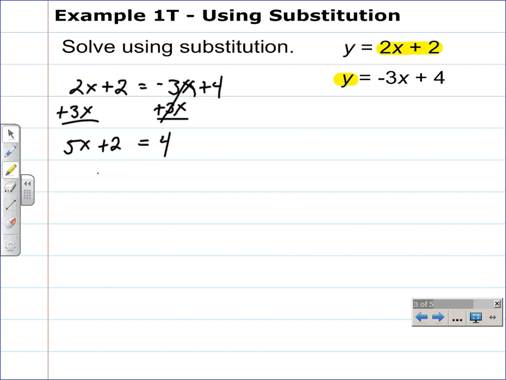I continue to solve by subtracting 2 from each side using the subtraction property of equality. 2 minus 2 on the left cancels out, leaving us 5x is equal to 2. And then I divide each side by 5, which gives us x is equal to 0.4. And that's a perfectly legitimate answer.